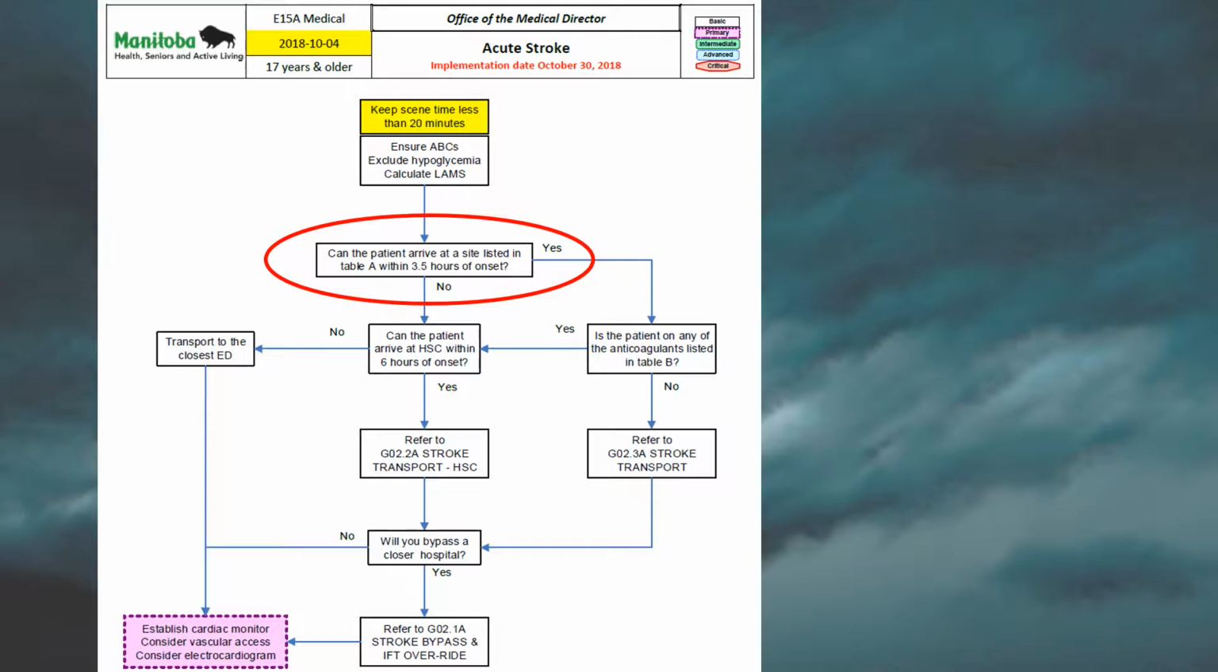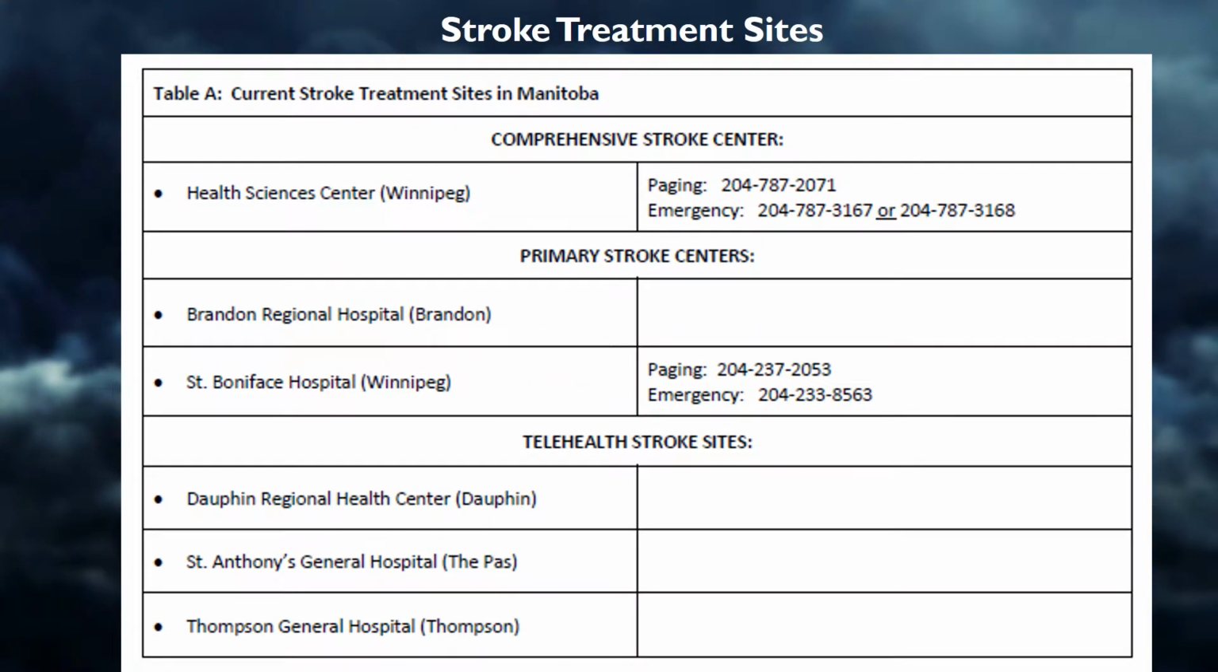First thing you see here is, can the patient arrive at a site listed in Table A, which I'm going to get to in a second, within 3.5 hours of onset? So that timeline, we already know about that timeline, so nothing new there. We actually have some stroke sites that we can transport to. So the first thing that I want to really point out to you is there is now a comprehensive stroke center. We've never had access to such a site. That is HSC.